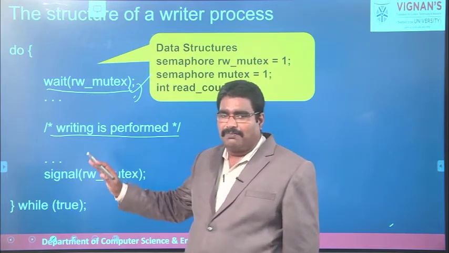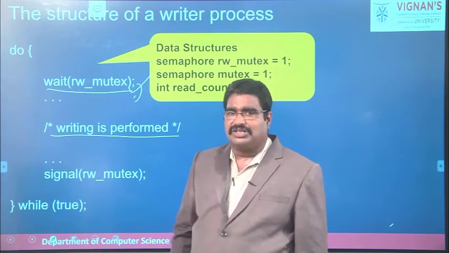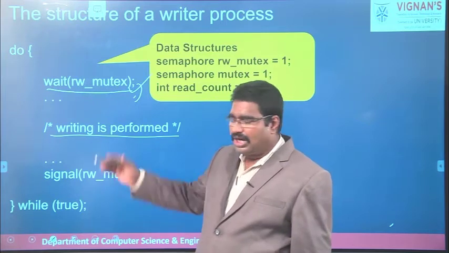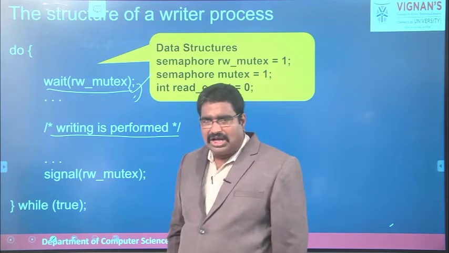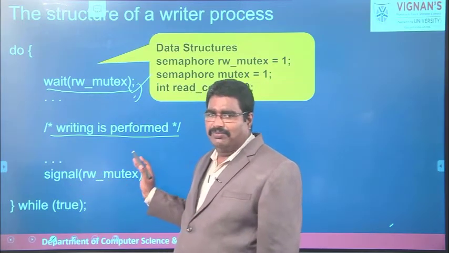Before performing the write operation, it simply calls wait(RW mutex). RW mutex is a binary semaphore. If its value is 1, it is set to 0 and comes out of the wait function, and the writer performs the write operation, and once the write operation is completed, he simply gives signal(RW mutex).